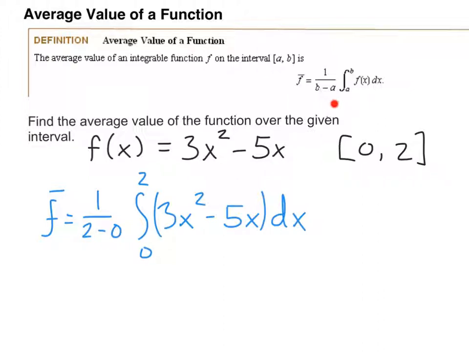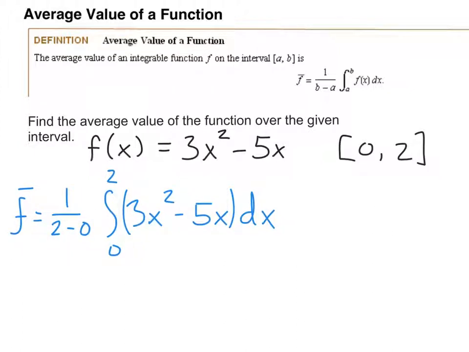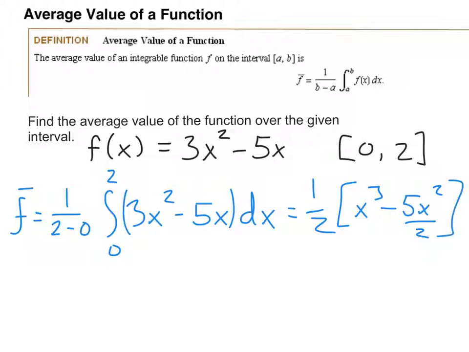So we'll set this formula up right here. The average value is equal to 1 over b minus a. This is a to b, so b minus a is 2 minus 0, times the integral from a to b, so the integral from 0 to 2, of our function f of x dx. So if we evaluate this antiderivative, first thing we're going to do is simplify the 1 over 2 minus 0 as just 1/2. Then the antiderivative here of 3x squared will become x cubed. Right, if you increase it by 3 and divide by 3, the 3's cancel. And then minus 5x squared over 2, evaluated from 0 to 2.